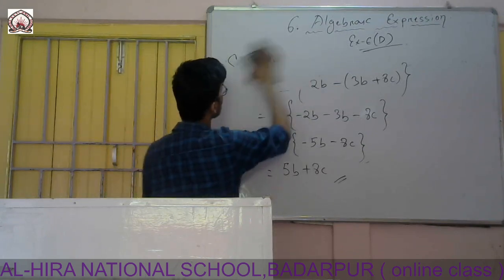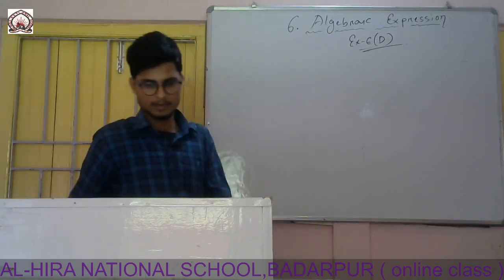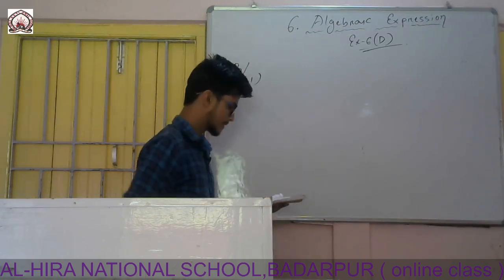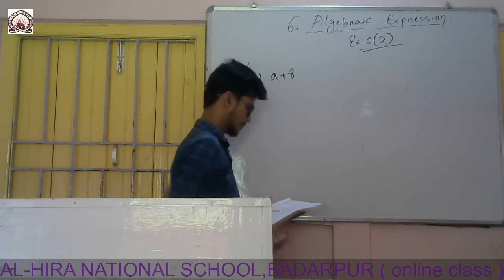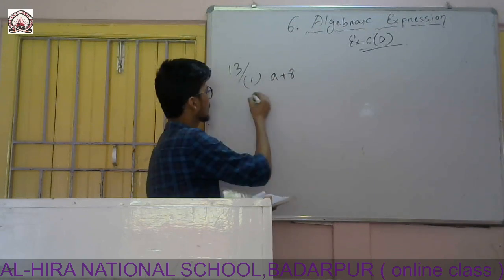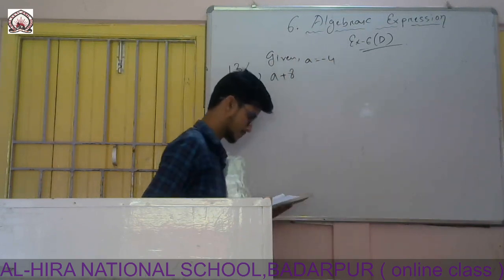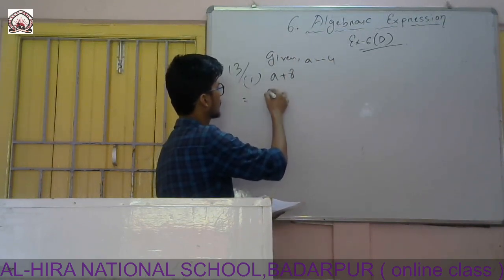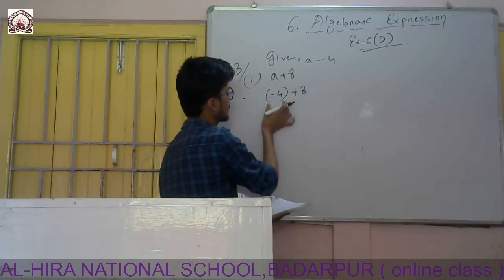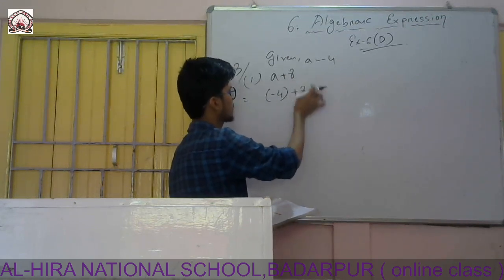Okay, so now question number 13. Let me do Roman number 1. It is given a plus 8. So I have to take the value of a as minus 4. So in place of a I can write, first of all, given a is equal to minus 4. So for every case, in place of a I have to put minus 4. So I will put minus 4, and there is plus 8. In place of a I wrote minus 4, and there are plus signs, so plus, and at last 8.